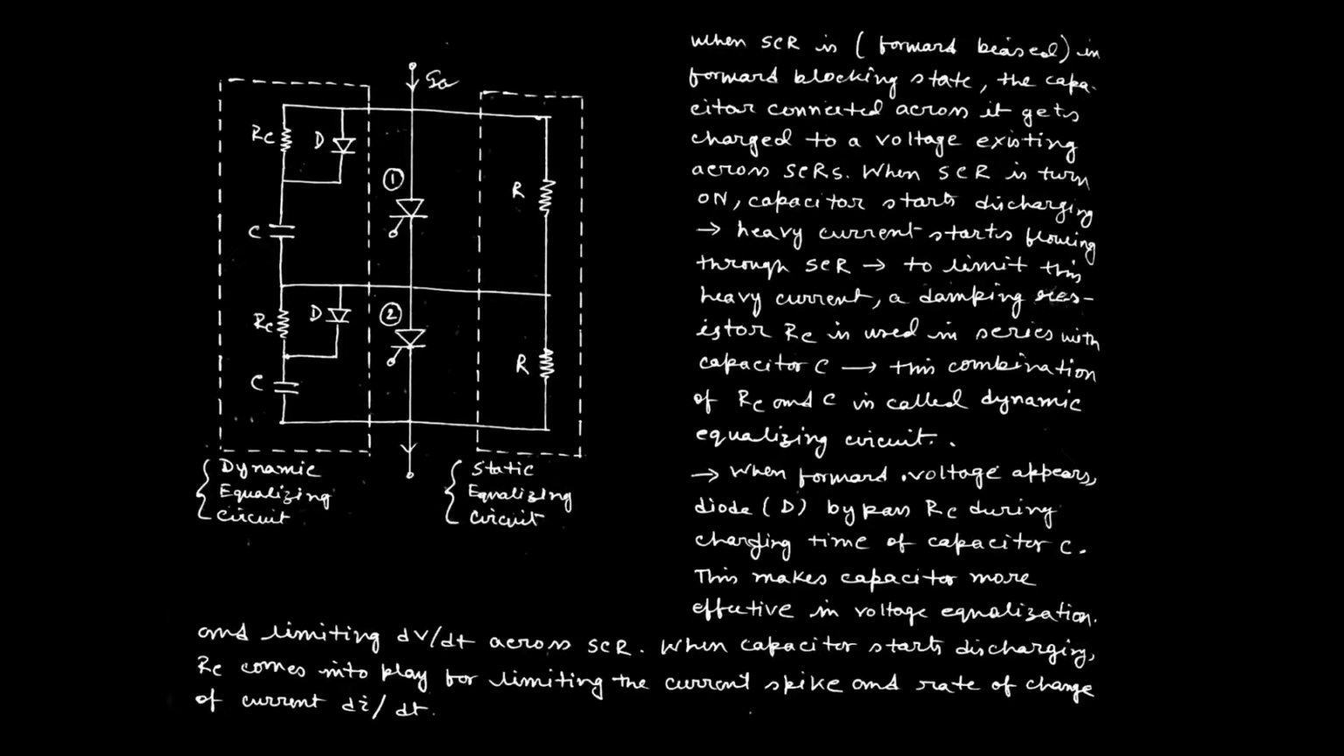As we know, the capacitor gets charged very fast. That is why this capacitor voltage appears across the SCR. That means every SCR will reach the same amount of voltage, and that is why they can be turned on at the same instant. Okay, but there is a problem.